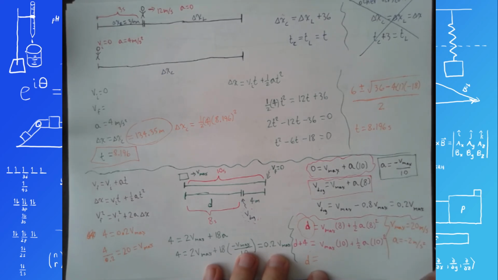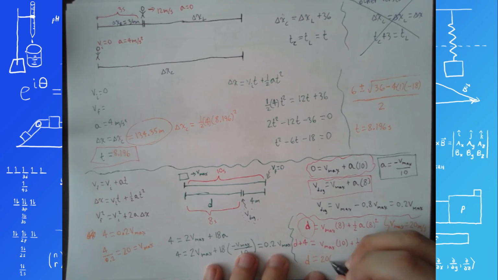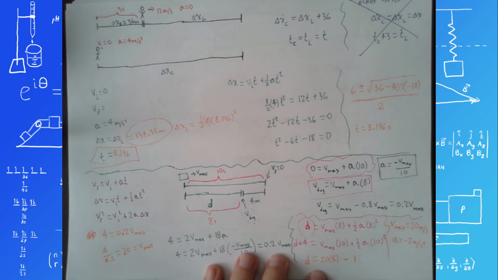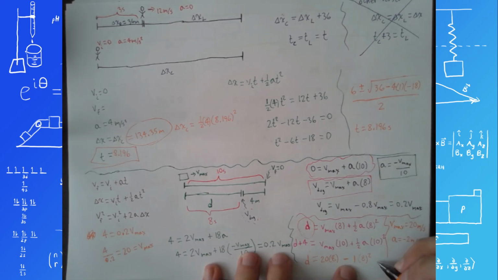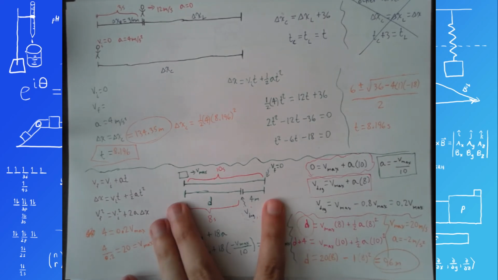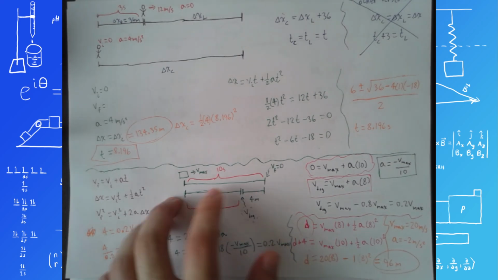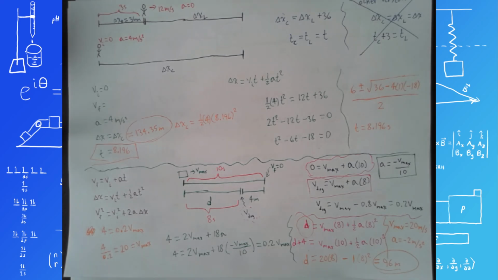d equals 20 times 8 plus 1/2 of negative 2, that's minus 1, times 8 squared. So that's 160 minus 64. 160 minus 64, subtract 60, and that's 100. Subtract 4 more, and that's 96. So d is equal to 96 meters, which means the full braking distance of the cable car is exactly 100 meters. How about that?